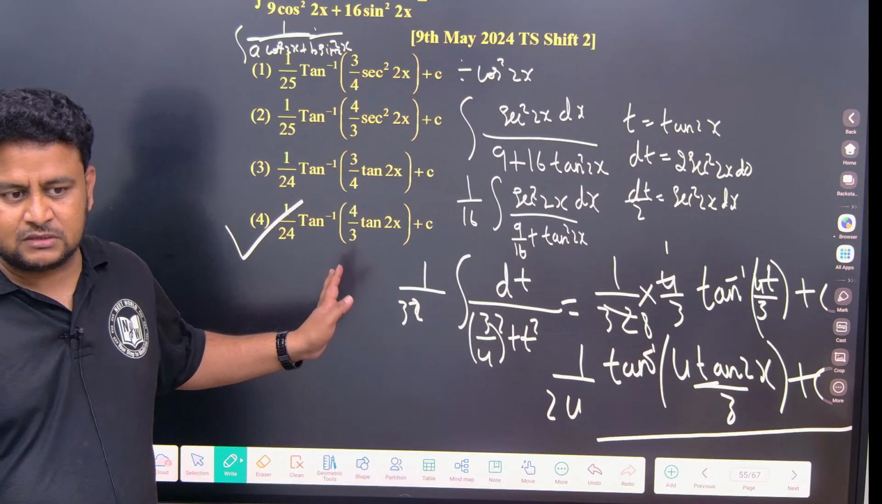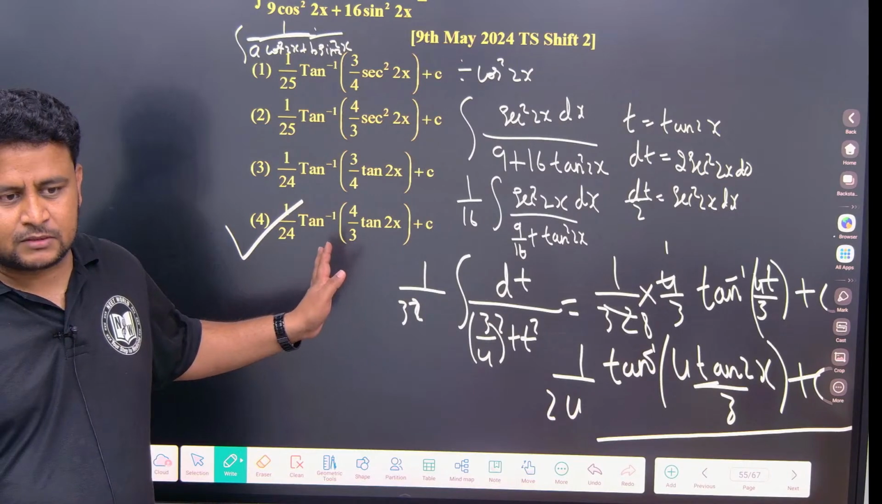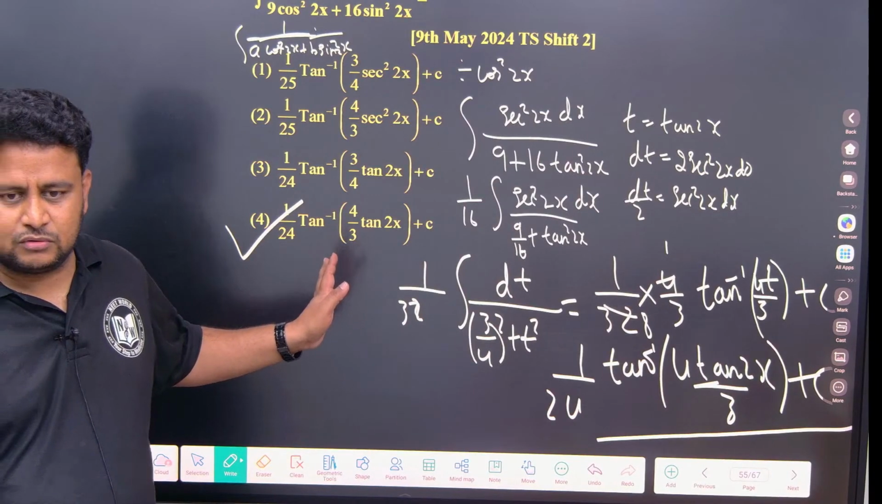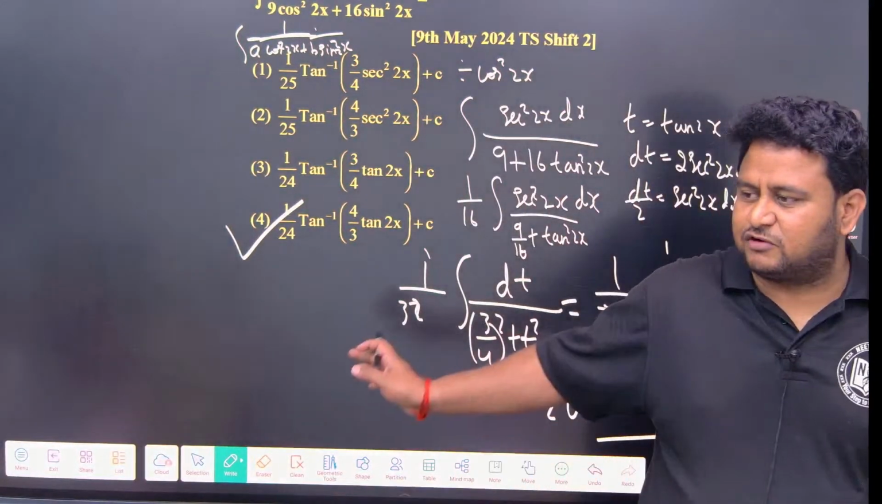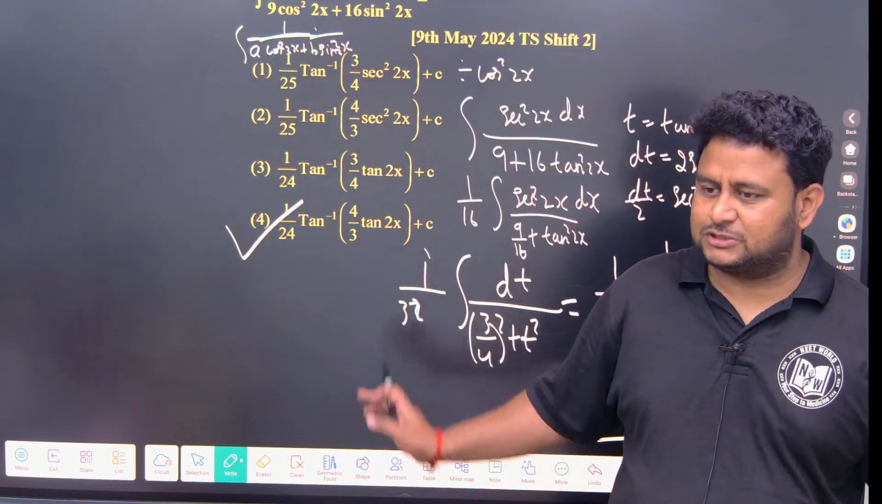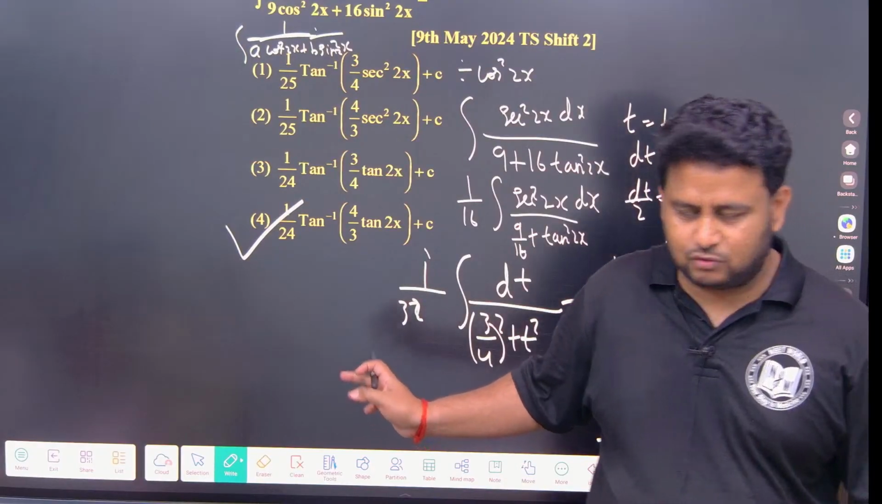Understood this form? Sai Kirti got it? This one? Ritika understood? You? Bhavani got it? No? So these questions they will be asking more. Tan inverse formula based questions they are asking more. So please make a note of it.